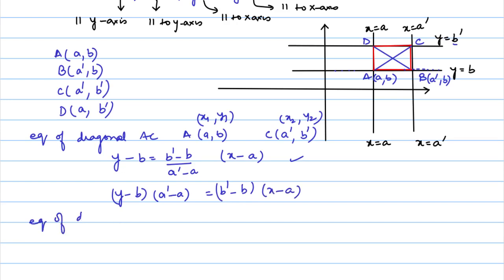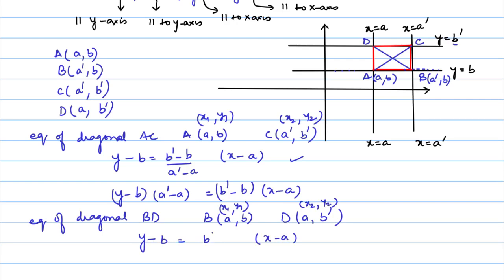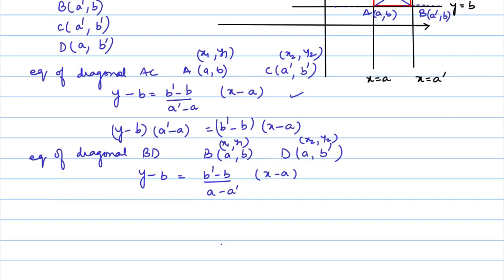Similarly, equation of diagonal BD would be what? We know the coordinates of B as (a dash, b) and D as (a, b dash). Again using the 2-point form. Assume this to be x1, y1 and assume this to be x2, y2. So what do we get? y minus y1 equals the slope times x minus x1. Now y2 minus y1 upon x2 minus x1. Now you can rearrange this. y minus b into a minus a dash is equal to b dash minus b into x minus a dash. These are your equations of diagonals.